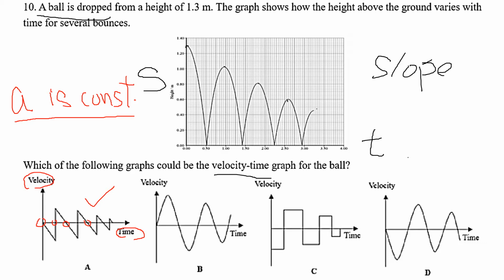So why not C? It seems that for C the slope is also constant, right? But the slope for graph C is 0, which means the acceleration should be 0 meters per second squared. Of course, it won't be the case because we drop a ball from a height. So we can't choose C. For B and D, the slope is not constant, so the acceleration won't be constant. So the only possible choice will be A.